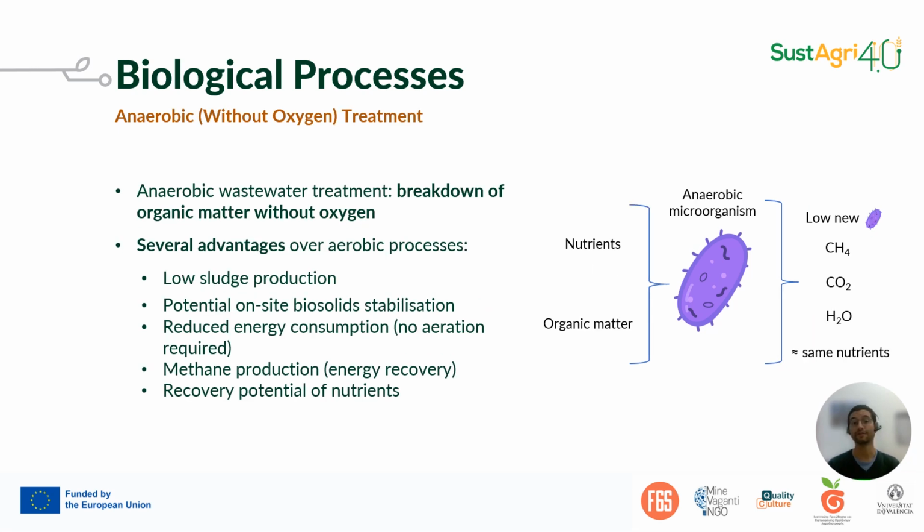One option to improve the sustainability of biological processes is to use anaerobic microorganisms. That is, they do not use oxygen. The advantages of these processes is that they also treat water, but they produce less sludge as waste. They are also usually already stabilized. They have lower energy consumption, they produce methane, which is fuel, and they allow us to recover useful nutrients for agriculture, such as nitrogen or phosphorus.